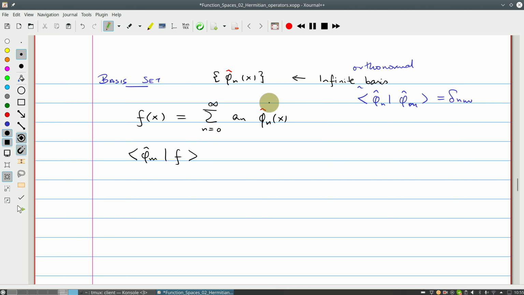In fact, I'm going to drop the hats because our basis sets will be assumed to be orthonormal. But let's keep the hats for the time being. Take the inner product on both sides with phi_m. And that will be the inner product with phi_m here. And we've got this infinite sum.